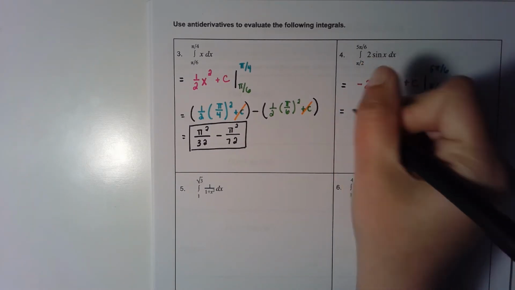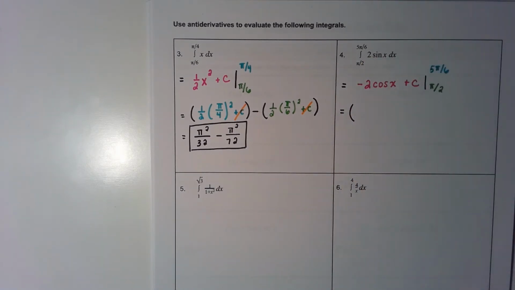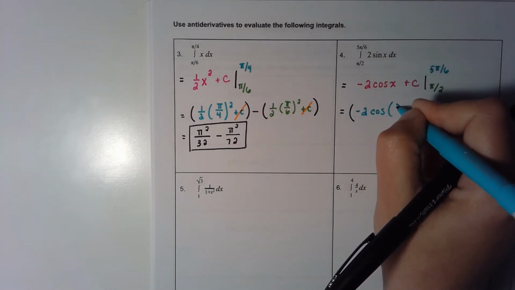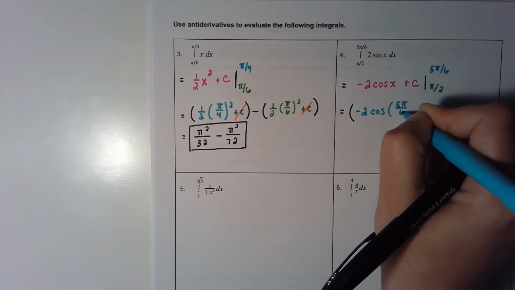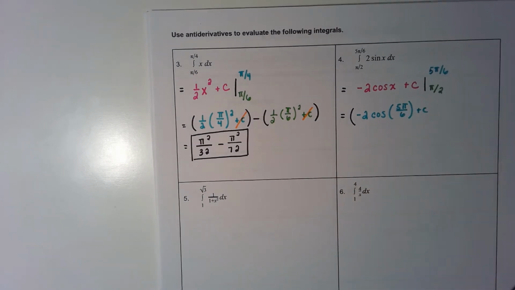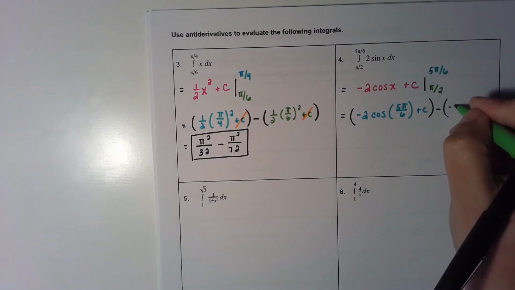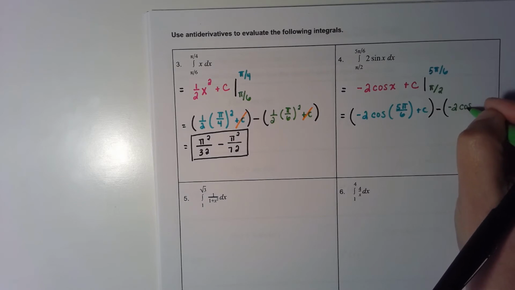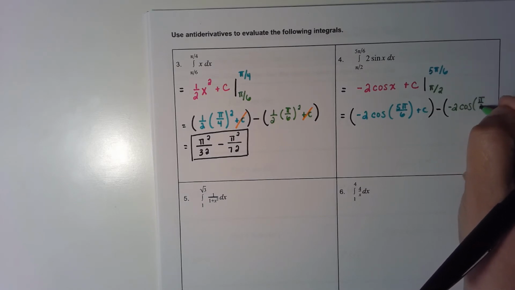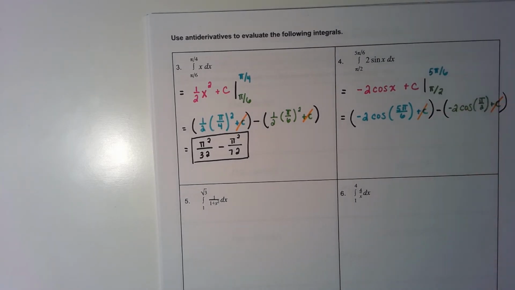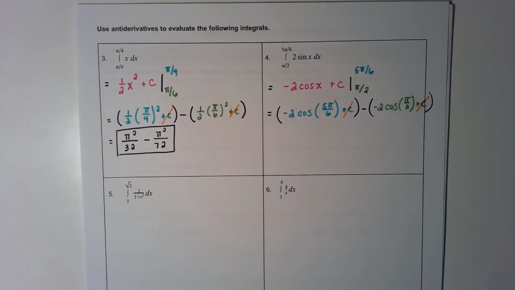So I'm going to plug in my upper bound first, which means I'm going to get negative 2 cosine of 5 pi over 6 plus c. And then I'm going to plug in my lower bound. So I'm going to have negative 2 times cosine of pi over 2 plus c. Just like in my other problems, my c's are going to cancel. And so now what I'm going to do is just try to figure out cosine of 5 pi over 6 and cosine of pi over 2.